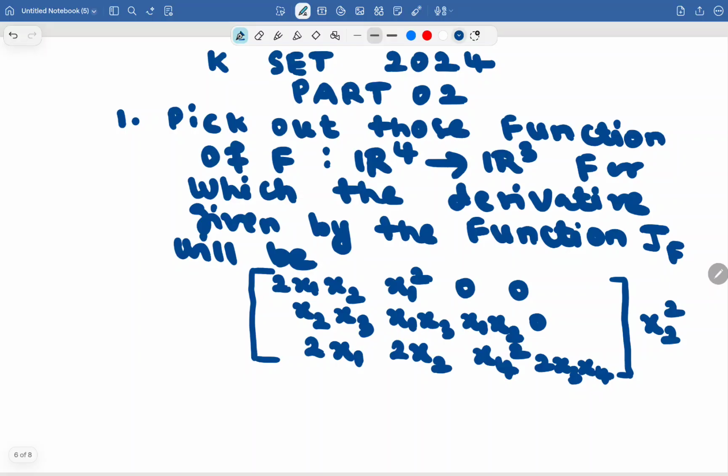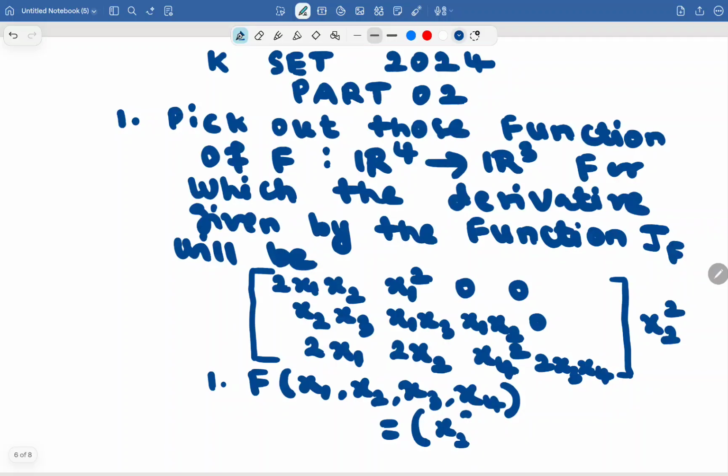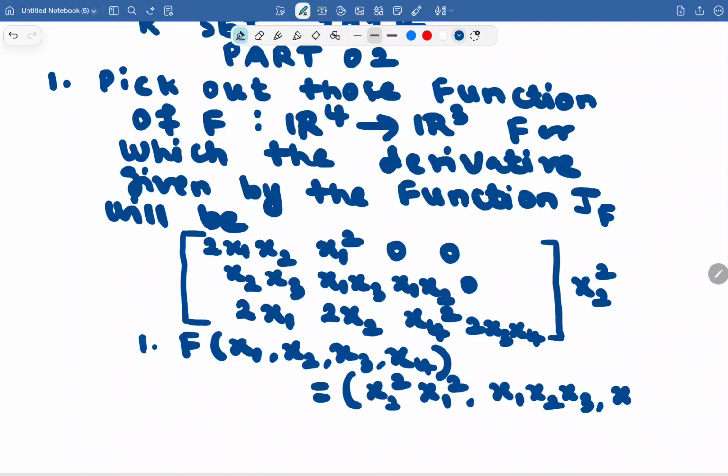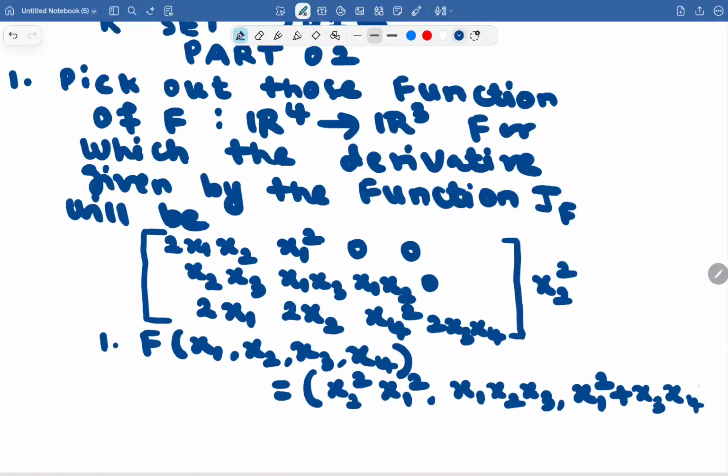Options are: first option, f of x1, x2, x3, x4, which is equivalent to x2 square, x1 square, x1 x2 x3, x1 square plus x3, x4 square.